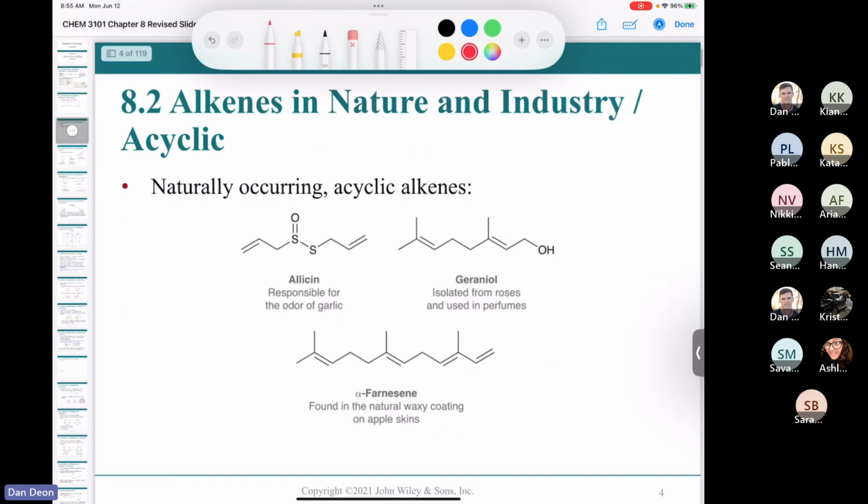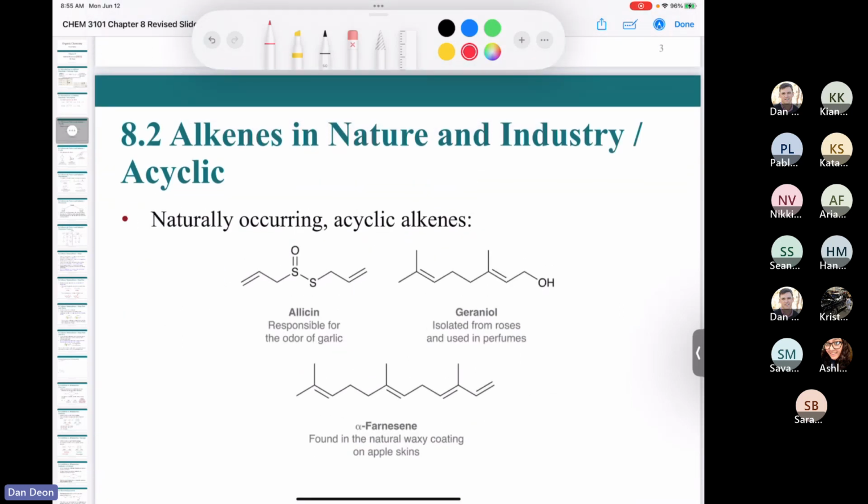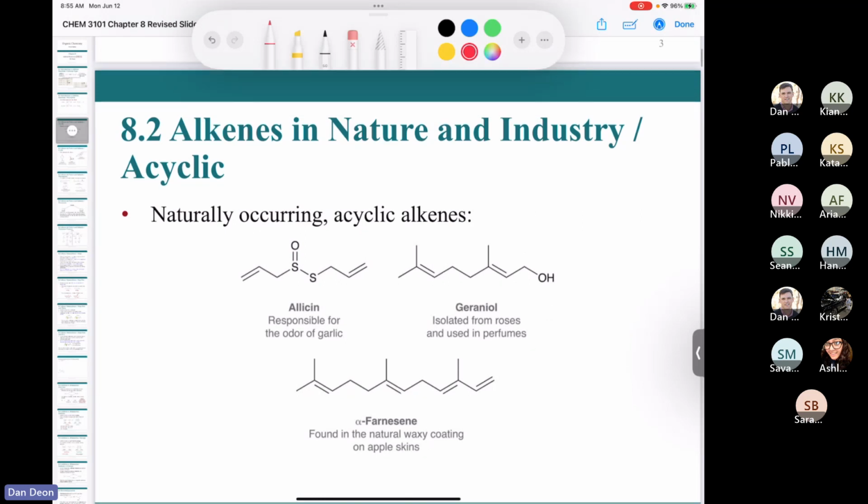Also, if you've ever sat there in class and just wondered, why am I studying this? What's the relevance of all of this? Well, the relevance of alkenes is that they're found in many, many naturally occurring compounds. And you see just a few of them here. We have this really interesting compound called allicin, which is responsible for the odor of garlic. And you can see there's two alkenes in it. We get a double bond over here, another double bond between two carbons here.